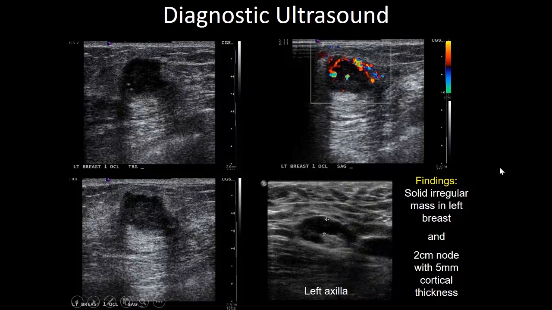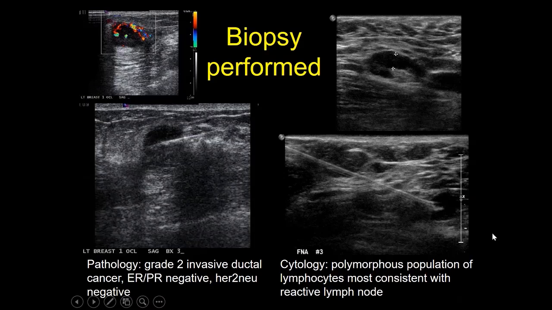She went on to have an ultrasound, and now you can see there's a hypoechoic irregular mass. There does appear to be a lot of posterior acoustic enhancement, but within the mass, there's also some echogenic foci suggesting calcifications, and there's internal vascularity. We imaged in the axilla and found a concentrically thickened lymph node with a cortical thickness of 5 millimeters. So she had biopsies of both the mass and the lymph node.